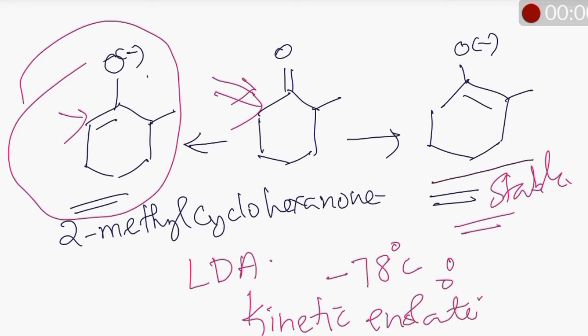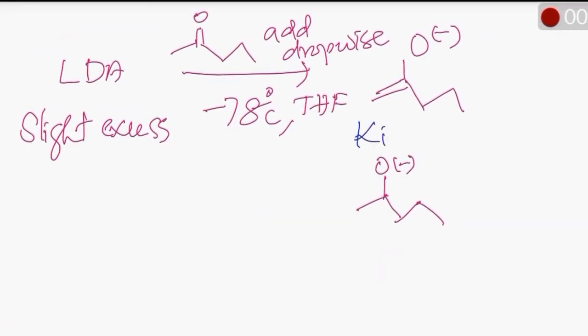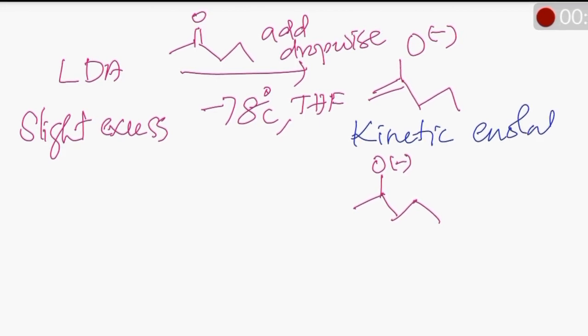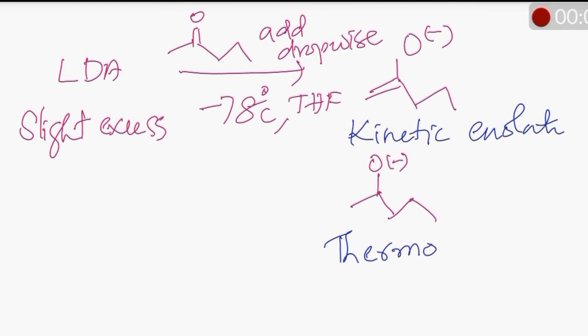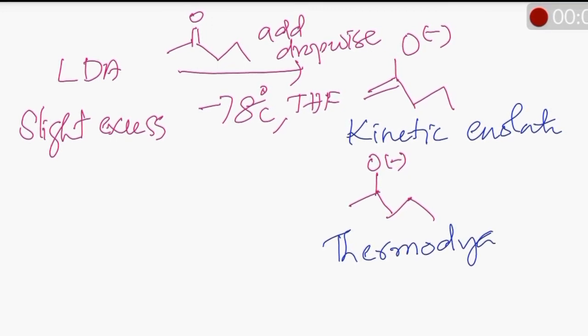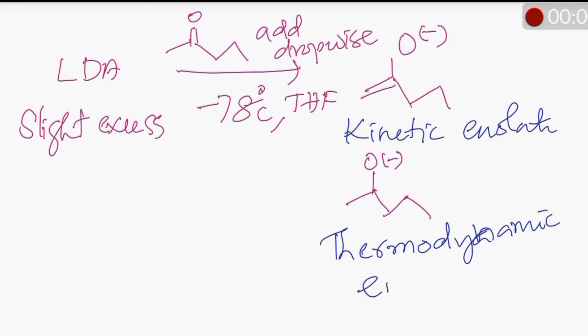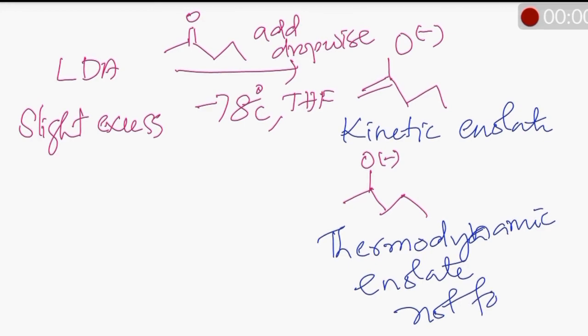So if you were listening, you would have understood what a thermodynamic enolate is and what a kinetic enolate is. This is the kinetic enolate, and this is the thermodynamic enolate, which is not formed.